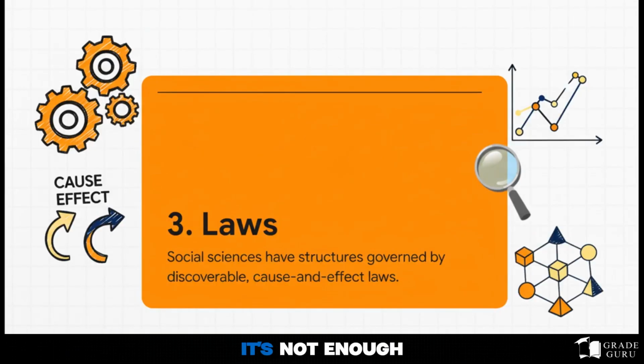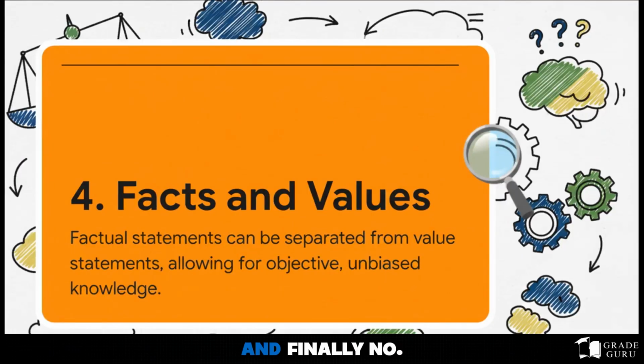For a positivist, it's not enough to just describe society. No, the real goal is to find these universal cause and effect laws that explain why people behave the way they do. Think of it like a social version of the law of gravity. And finally, number 4, the separation of facts and values. This is a big one. Positivism argues that a researcher's personal beliefs and values can be, and should be, completely separated from the objective facts they're studying. The idea is that this makes truly unbiased, value-free knowledge possible.